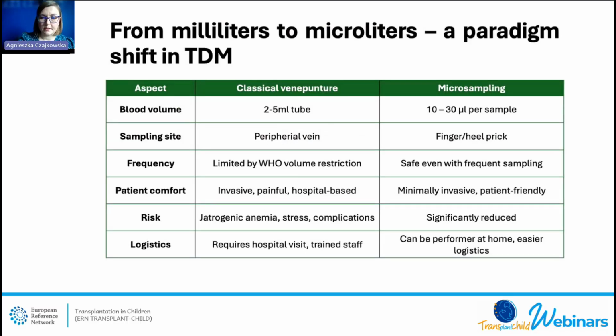This slide compares these two approaches. Conventional sampling requires larger blood volumes. Vein puncture carries the risk of exceeding recommended limits, and it is a significant burden for patients. Microsampling, on the other hand, requires a very small volume, is collected by finger pricking, which offers much greater safety and the possibility of repeated measurements. It's truly a paradigm shift, moving from milliliters to microliters.